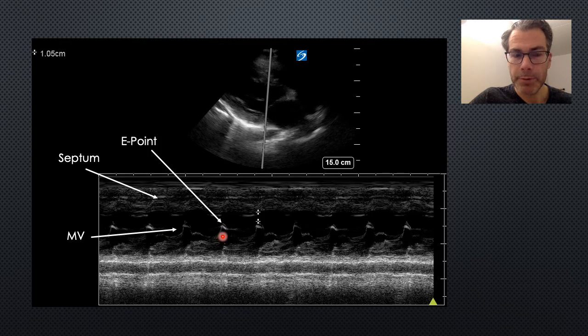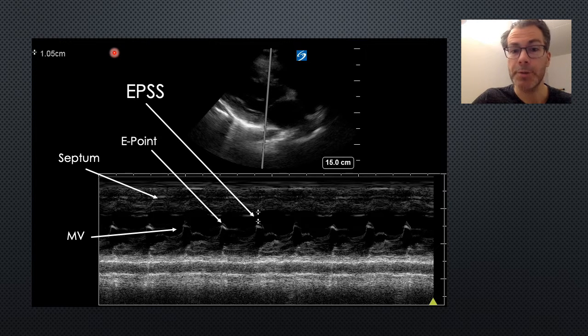The E point is the point at which the mitral valve leaflets are closest to the septum. And so the gap between the E point and the septum is called the E point septal separation. And so you can measure that distance. And here it's just over 1 centimeter. It should be 7 millimeters or less. So this is increased, suggesting impaired LV function.